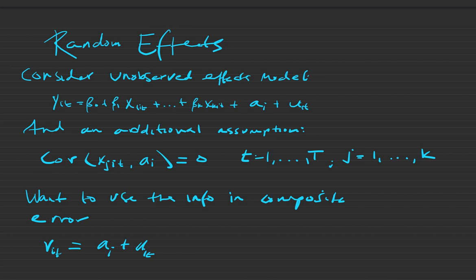So we can't default back to pooled OLS because pooled OLS will ignore that serial correlation, and so it will not be an efficient estimator. So we need to come up with a way to use the information in the composite error, v_it equals a_i plus u_it. So we can think of this error as being equal to v_it.